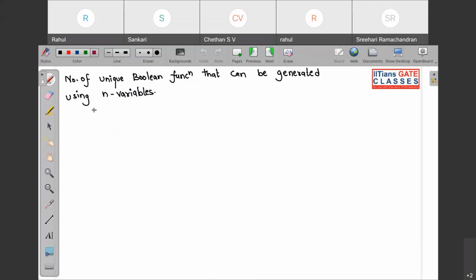Suppose you have a single variable A. With the help of this, how many functions can you make? So the first function will be like this. The second can be like this. The third can be like this. Or the fourth function can be this. So with the help of a single variable, you can make 4.